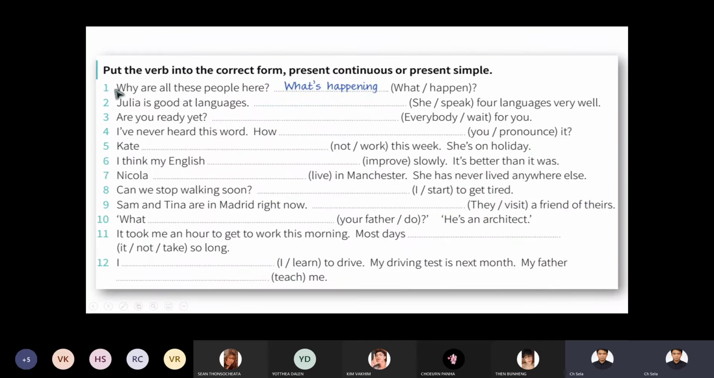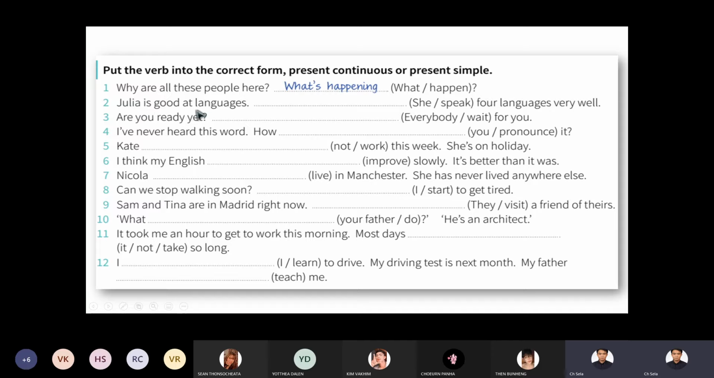Okay, now look at the exercise. This is the exercise. Put the verbs in the correct forms: present continuous or present simple. Number one, why are all these people here? What is happening? Why are these people here? So present continuous.